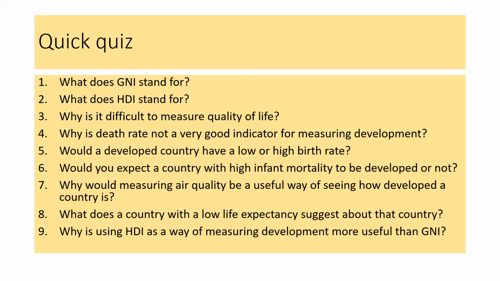Okay, the answers. GNI stands for Gross National Income. HDI stands for Human Development Index. They are both measures of development. GNI generally is wealth and money, and HDI is a combination of 3 measures.